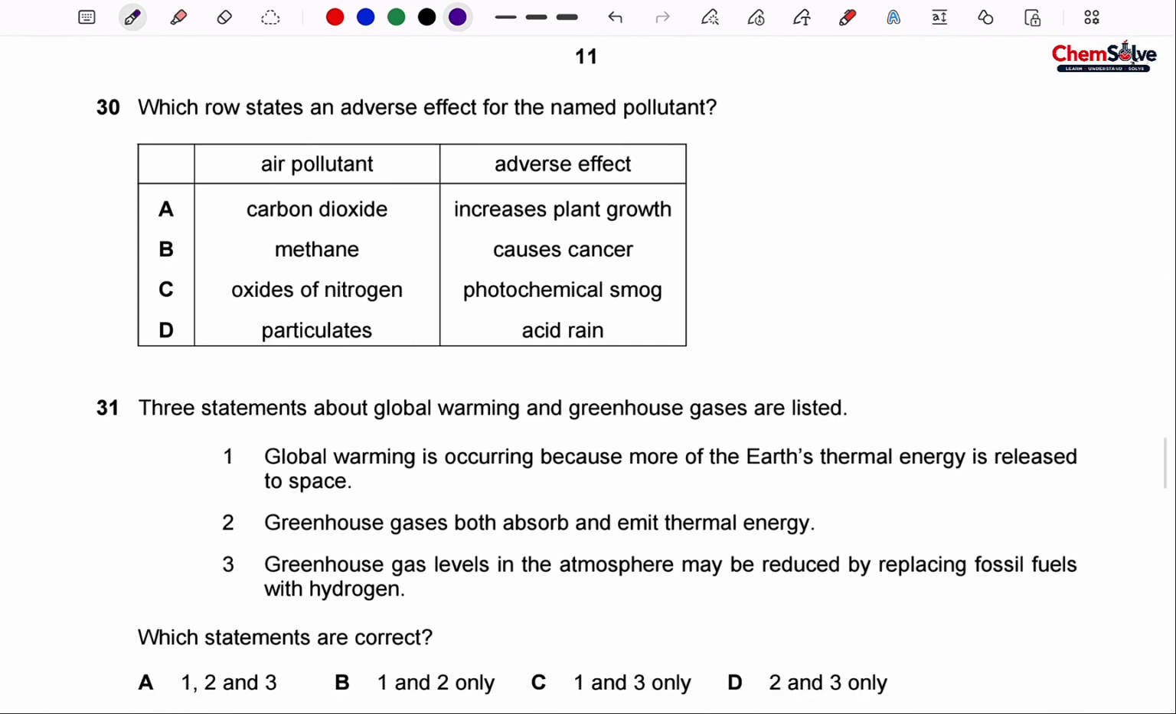Which row states an adverse effect of the named pollutant? Okay, so it is also a factual part. Air pollutant. Carbon dioxide increases plant growth? Of course not. It is a greenhouse gas. Methane causes cancer? Not at all. Oxides of nitrogen cause photochemical smog? Yes. So option C is the correct one.